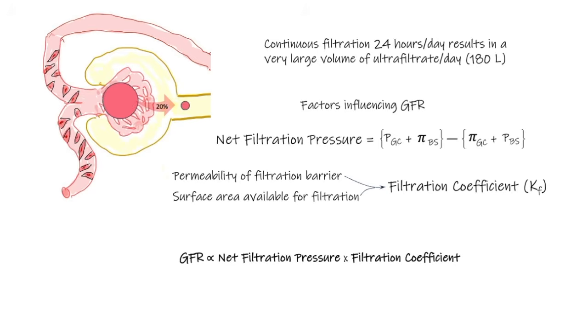Final urine volume depends heavily on what happens after filtration, particularly how much water and solute are subsequently reabsorbed along the nephron. That distinction will become increasingly important as we move into tubular reabsorption and later regulation of water balance.